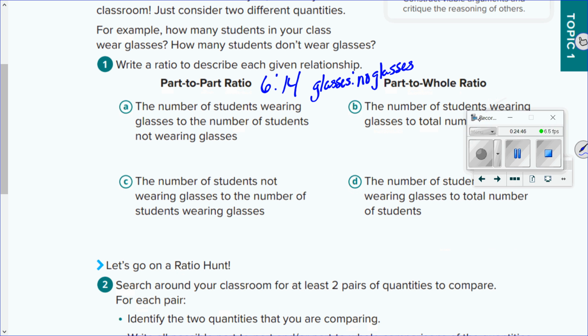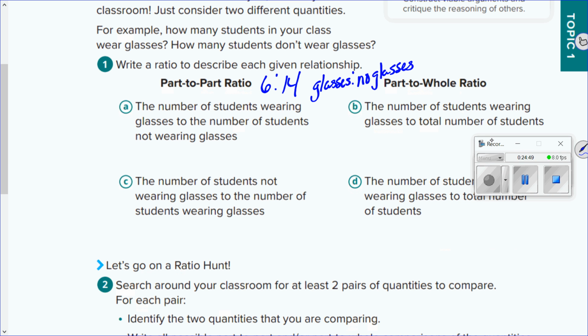What about the number of students who wear glasses to the total number of students? It would be 6 to 20. I think you're kind of wrong. There's actually 19 people in here. But I counted myself. Yeah, I counted you as well. 4, 8, 12, 16, 20. Okay, and this would be glasses to total. I included myself.